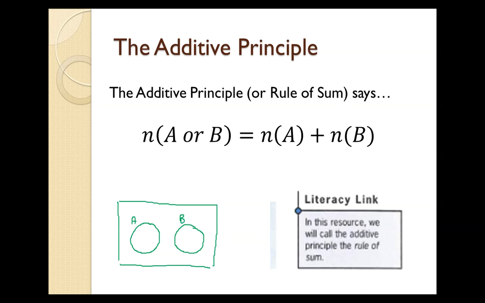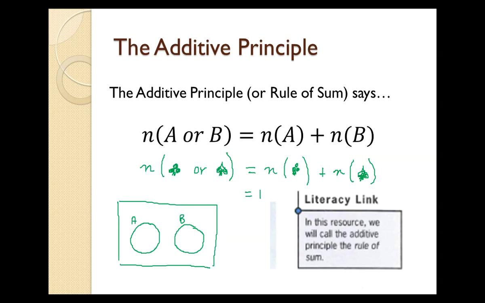Going back to the cards, I'm going to do my best at drawing. I picked the hardest suits to draw. The number of cards that are a club or a spade, because those are mutually exclusive, is the number of clubs plus the number that are spades. And we already did this one. We just didn't call it the additive principle.